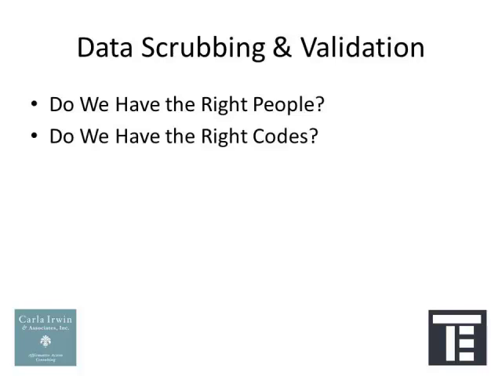The next question is: do you have the right codes? By codes, I mean your EEO-1 and your AA job group codes, because these are the basis upon which you're doing your adverse impact. So you're going to be looking at your hires versus your applicants by job title and by job group. You want to make sure that you have those codes and those titles correct.